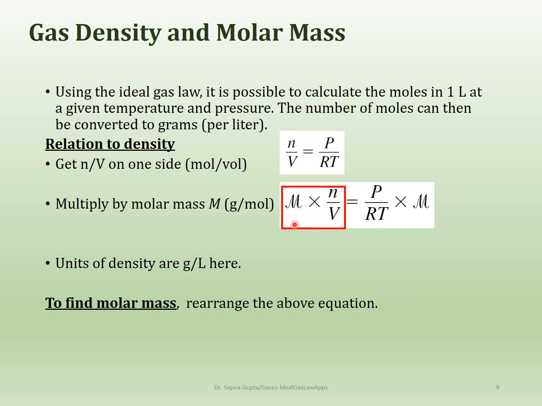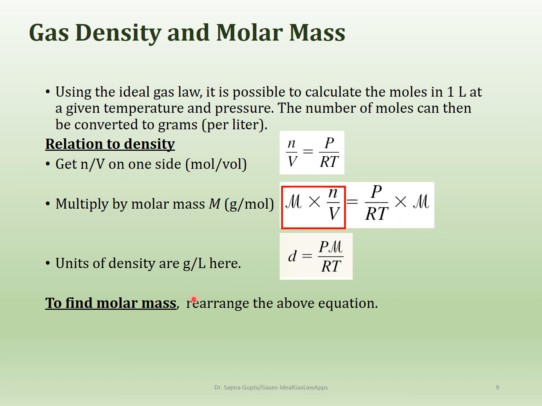So the moles get cancelled out, and you're left with grams per volume. Grams per volume is density. And so your final equation is density is equal to pressure times the molar mass of the gas divided by gas constant and temperature. You have to remember that the units of density here are grams per liter and not grams per milliliter as we did in chapter 1. So this is liters, you're not changing those units.